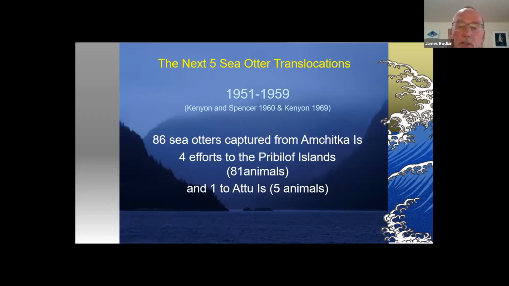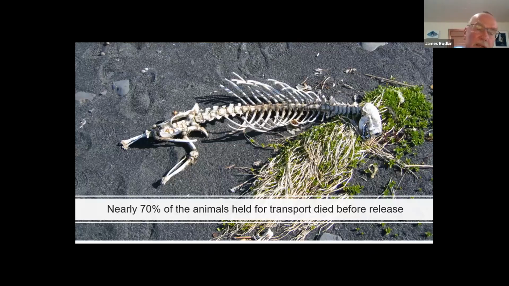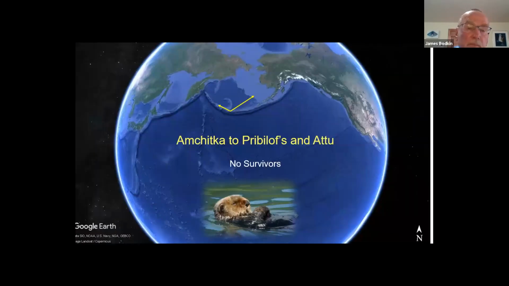And this work demonstrated the need for recognition of sea otter biology and basic husbandry practices, because nearly 70% of those 86 animals that were targeted for translocation died. Many of them died in captivity prior to transport, and many during the transport. Very few of them were actually alive for the final releases. And so pre-release mortality was a significant factor in the failure of these early efforts.